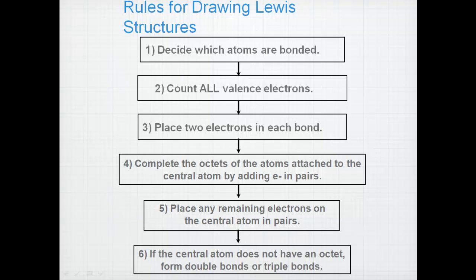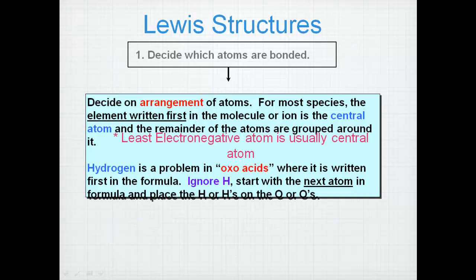You're going to decide which atoms are bonded, and you're going to count all valence electrons. Place 2 electrons in each bond. Complete the octets of the atoms attached to the central atom by adding electrons in pairs. Place any remaining electrons on the central atom in pairs. And then finally, if the central atom does not have an octet, you're going to form double bonds or triple bonds.